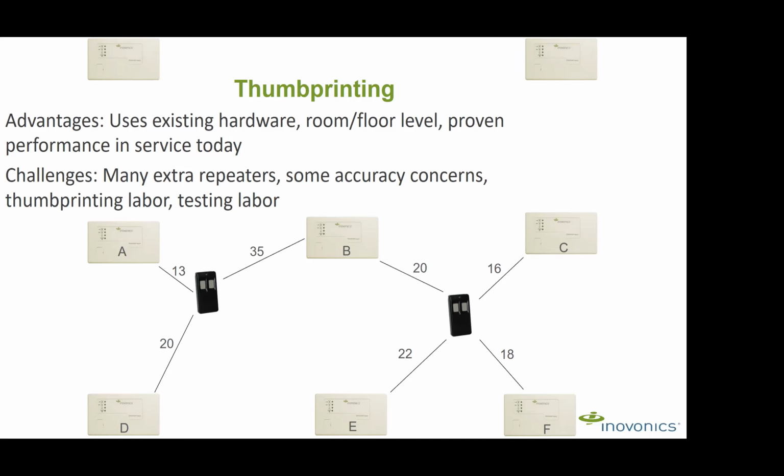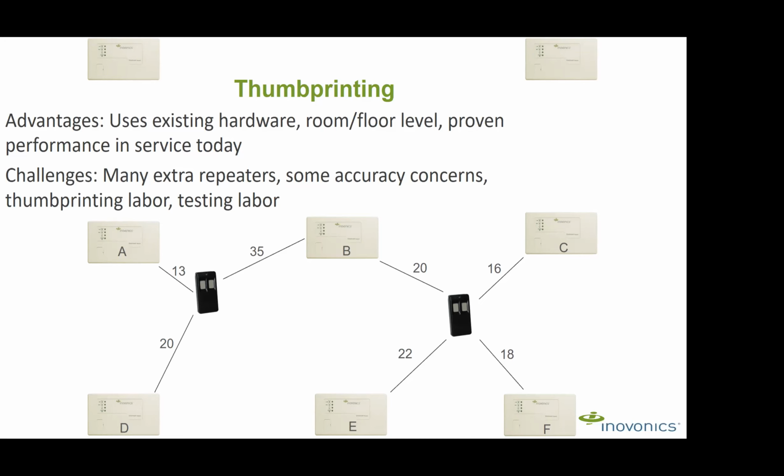Then when the system is live and somebody activates their pendant, its RF profile will be recorded and then compared to your lookup, and then the software gives you the closest match. So that's how thumbprinting works. The advantage is there. Again, using the existing repeaters, you can get room and floor level resolution. This is still in service today.